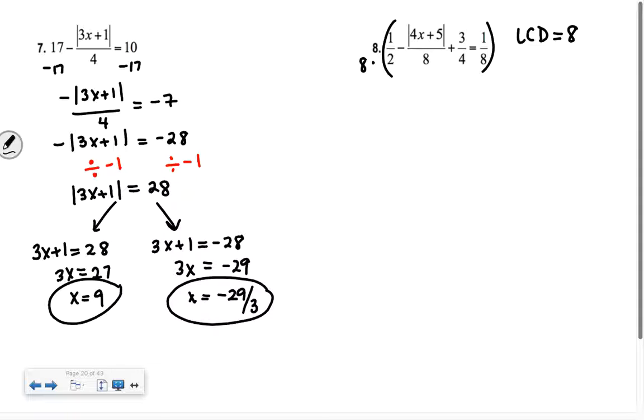Kind of funny it's number 8. My 8 was already there. All right, so I'm going to have 8 times 1/2 is 4. 8 times negative absolute value all over 8. Do you guys see what's going to happen? The 8s are going to cancel. I'm going to have a negative absolute value of 4x plus 5. 8 times 3/4. Any of you know that off the top of your head?